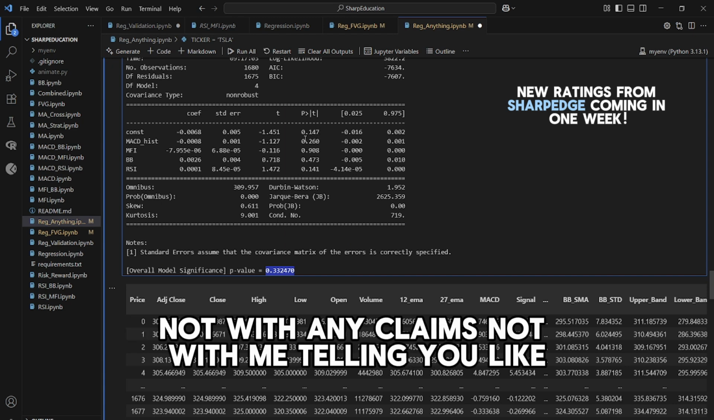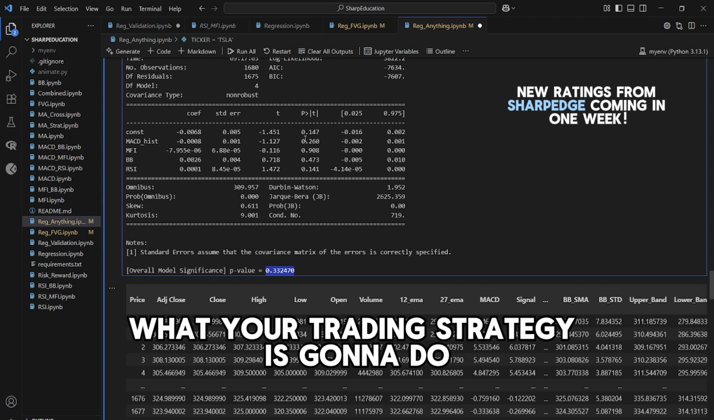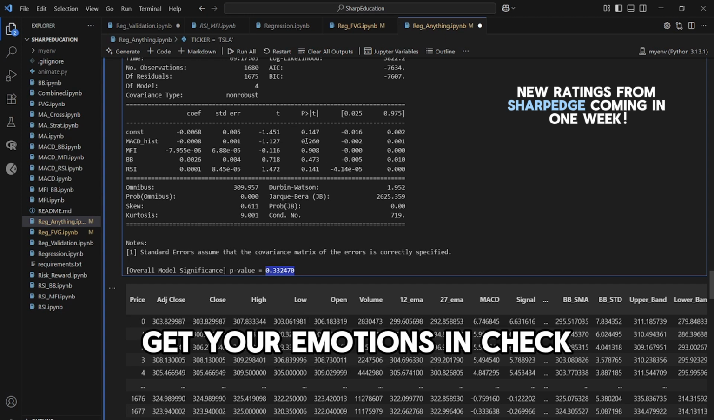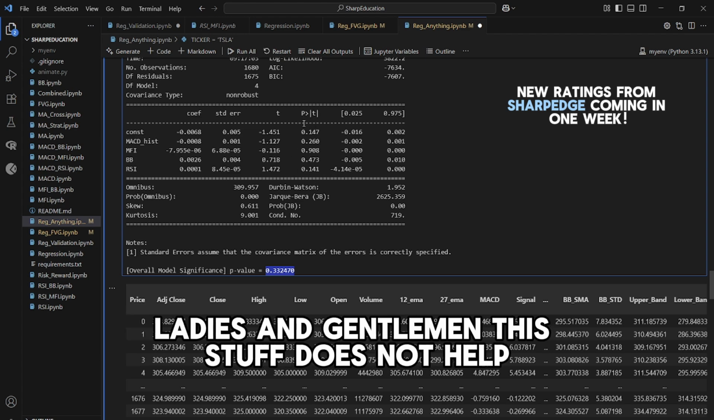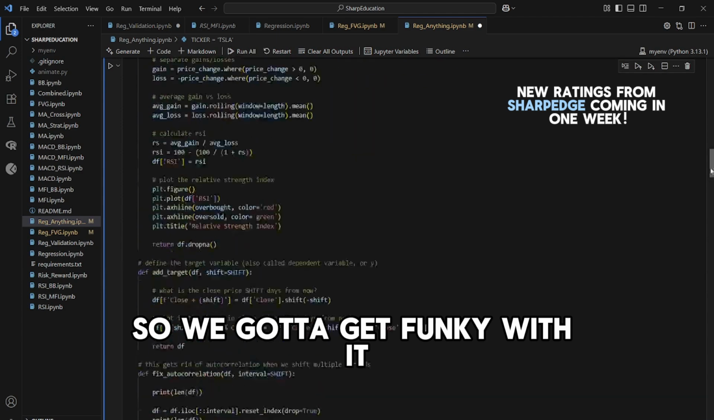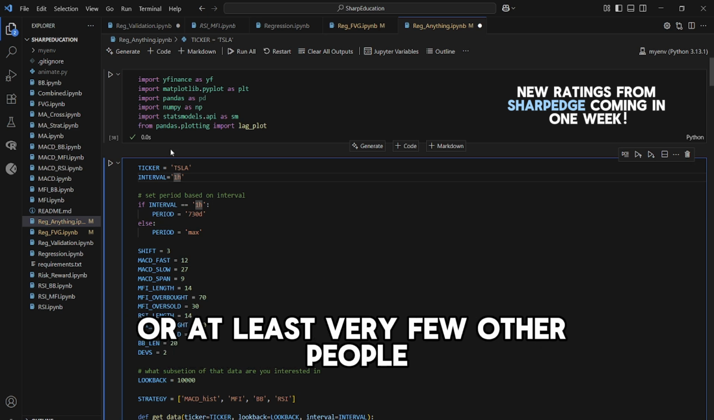Not with any claims, not with me telling you like, oh, just pay $5,000 to understand better what your trading strategy is going to do, get your emotions in check. None of the bullshit. It is just right here, ladies and gentlemen. This stuff does not help. So we got to get funky with it. We got to start doing things that nobody else can do, or at least very few other people can do.